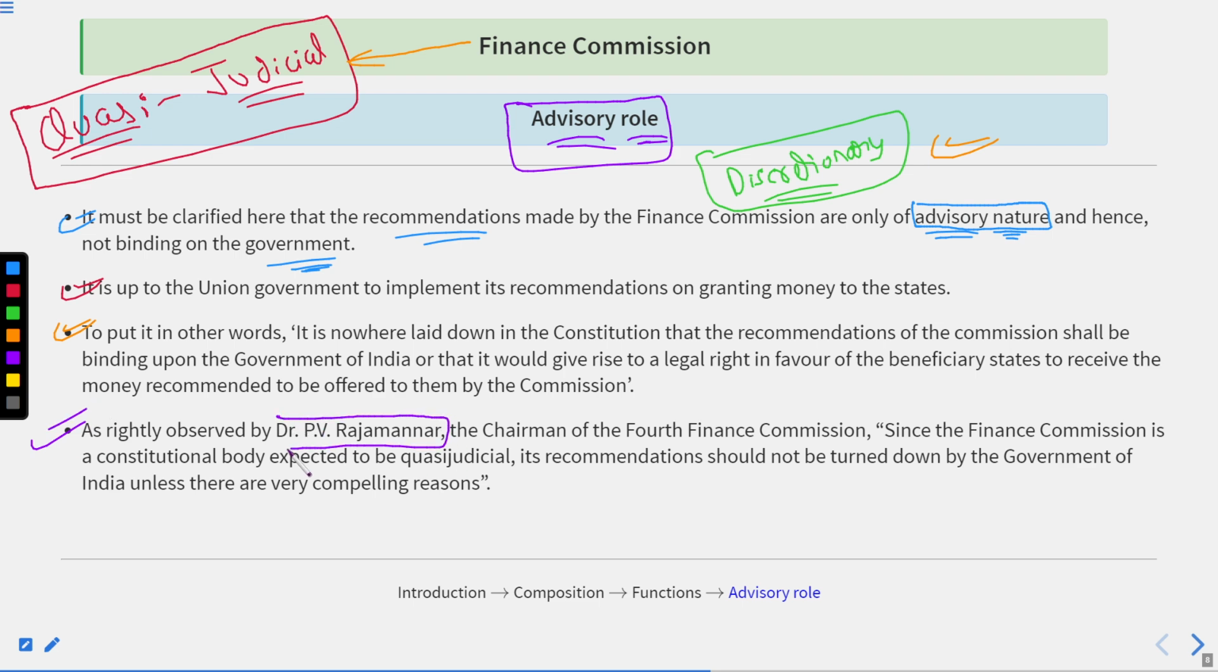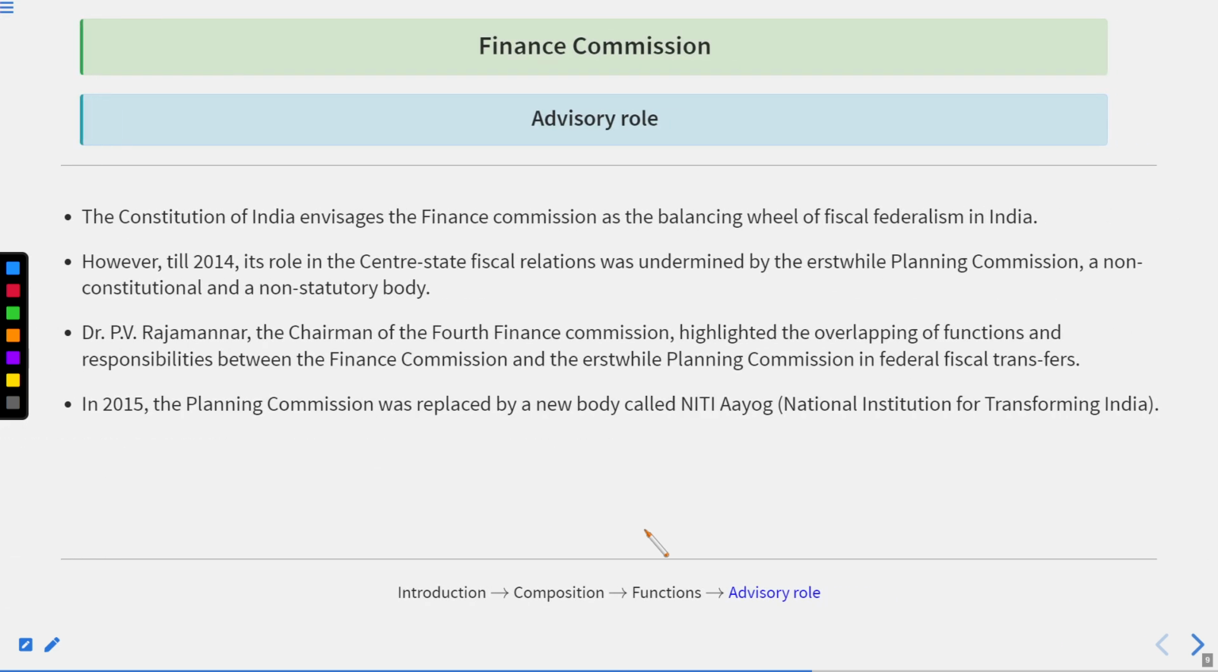Okay. As rightly observed by Dr. P.V. Rajamannar, he was the chairman of the 4th Finance Commission. What did he say? He said, since the Finance Commission is a constitutional body expected to be quasi-judicial, its recommendations should not be turned down by the government of India unless there are very compelling reasons. It means that the Finance Commission has been provided by the Constitution itself, so it is a constitutional body and the recommendations are only of an advisory nature. That is okay. But the main thing is that the Finance Commission is of a quasi-judicial form. So whatever recommendations the Finance Commission makes to the central government must not be turned down until or unless there are some compelling conditions, like a financial emergency and all.